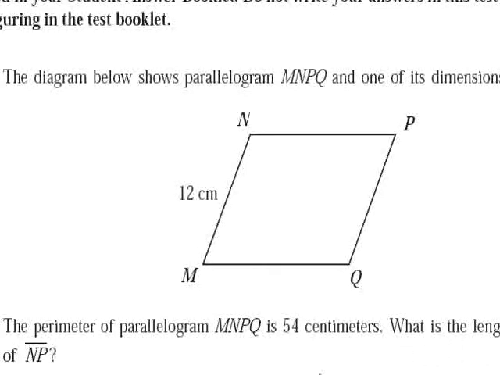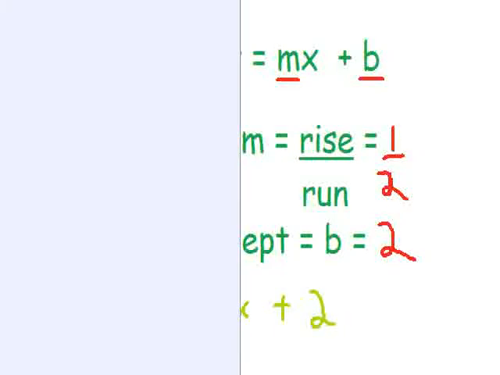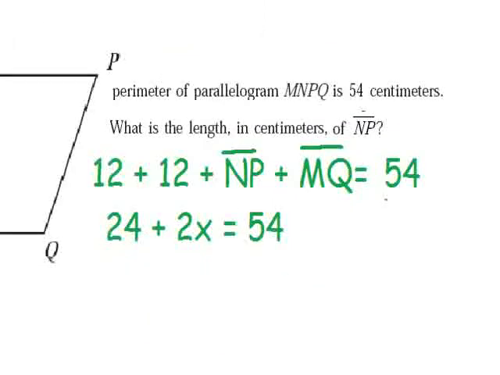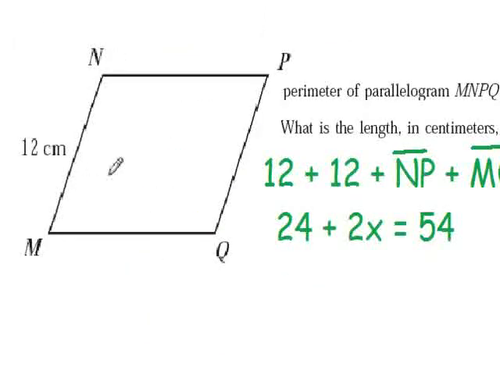15. Let's see if I can fit the whole thing in here. The diagram below shows a parallelogram MNPQ and one of its dimensions. The perimeter of the parallelogram MNPQ is 54 centimeters. And I know this is cut off, but I'm going to read it. What is the length in centimeters of NP? So what's this length right here? The perimeter is, if I add this side and this side and this side and this side all together, I should come up with 54.